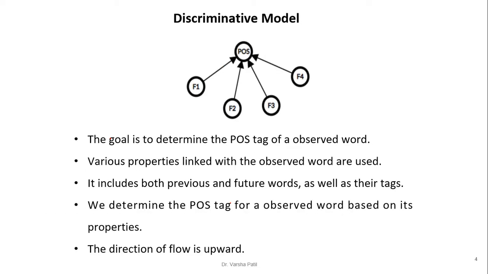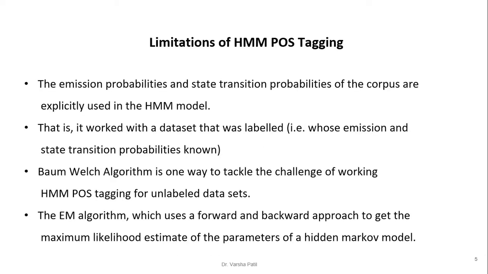The goal is to determine the part of speech tag of the observed word. Various properties linked with the observed word are used, that is nothing but the previous word, next word, previous part of speech tag, next part of speech tag. It includes both previous and future words as well as their tags. We determine the part of speech tag for the observed word based on its properties. The direction of the flow is upward.